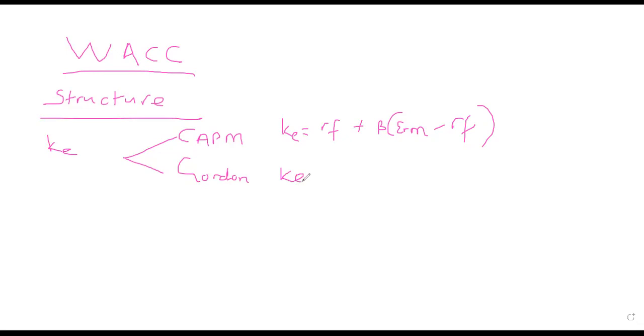It's also calculated by D1 over P0 plus growth. We know that D1 is the same as D0 times 1 plus growth. So this is one source of capital structure that you need to know.